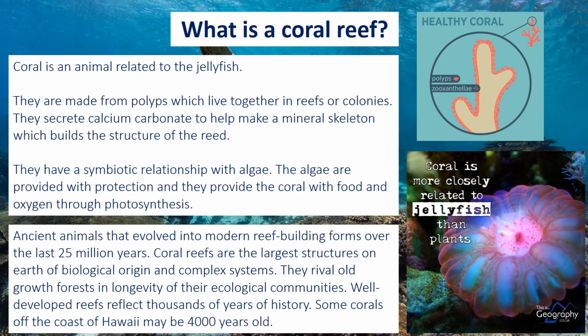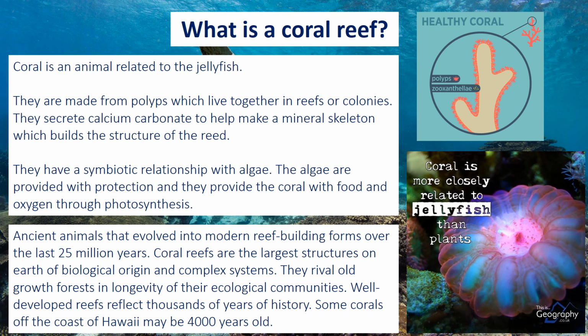So what exactly is a coral reef? Coral is an animal related to jellyfish. They evolved about 25 million years ago. Corals are polyps that live together in reefs or colonies.